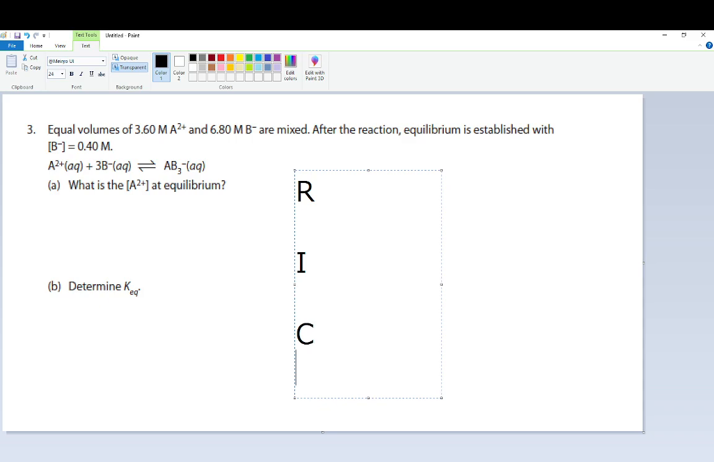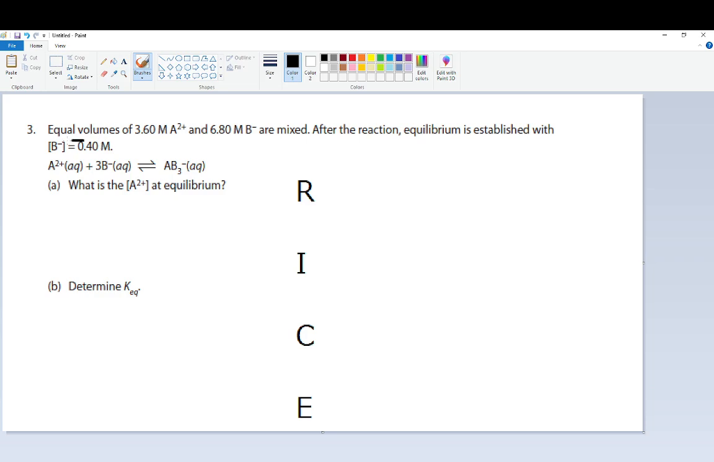You might say, oh, it doesn't make any sense. What the heck is A2 plus and what the heck is 3B minus? But all they're saying is it doesn't matter what the elements are, or what the compounds are, so long as you have the equation. So this is, for me, what the R part of the RICE is. It's the reaction.